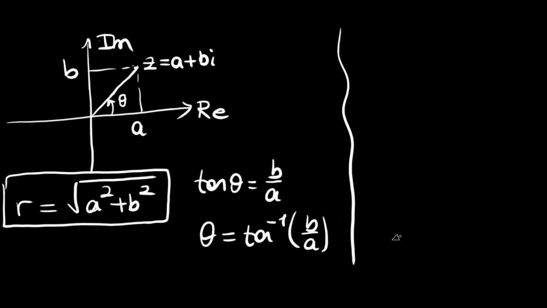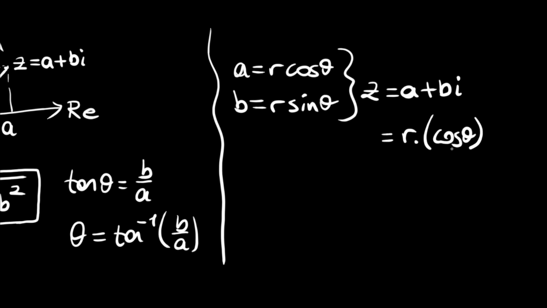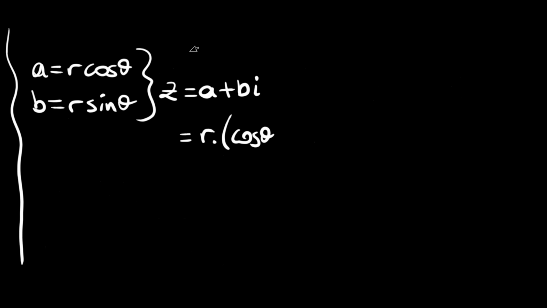Also we can say a is equal to r times cosine theta and b is equal to r times sine theta. Then our z is equal to a plus bi becomes z is equal to r times cosine theta plus i sine theta. This is the polar form, or this is equal to r times e to the power of i theta. This is Euler's notation.